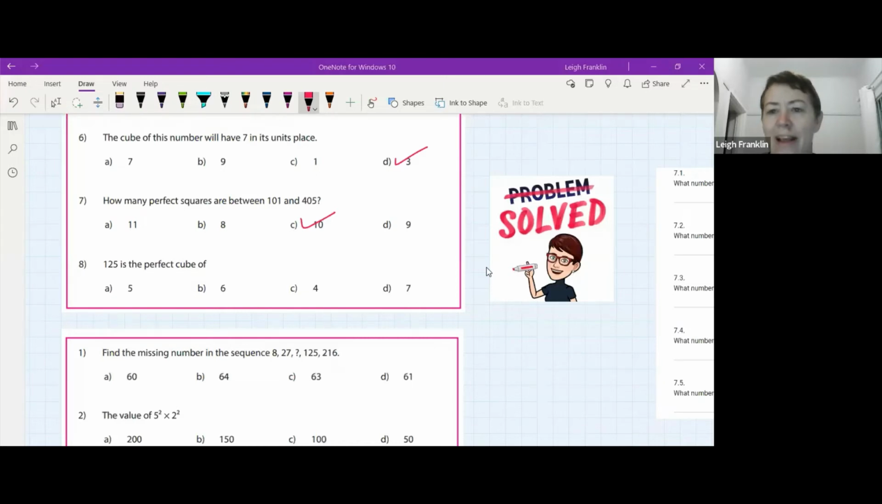5. Exactly. Okay, well done. The perfect cube of 5. Excellent. Okay, guys, does that make sense?